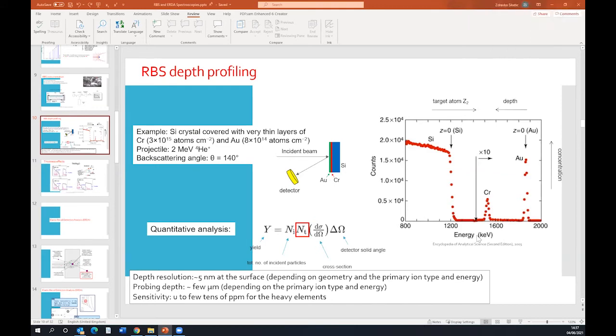Okay, I understand. And how much time does it take to measure one sample for this RBS spectrum? It depends on the concentration of the elements, but usually with normal concentrations, it could be like 15 minutes for RBS, and for ERD it takes longer because of the smaller solid angle of the detection. Okay, thank you.